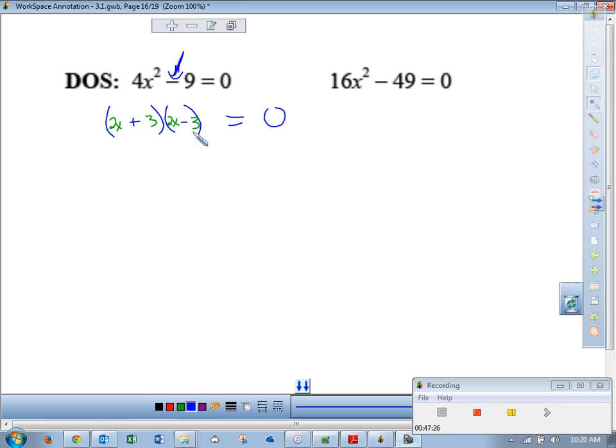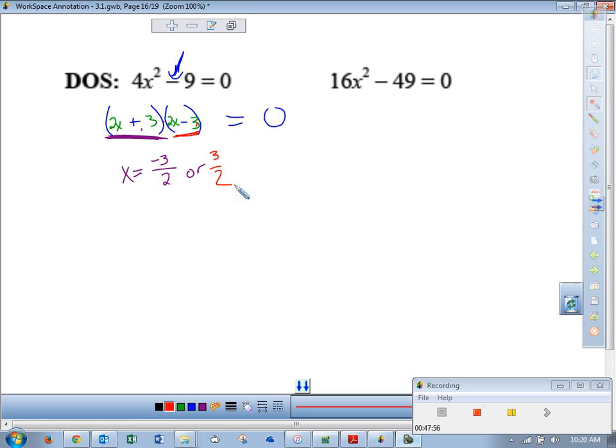Now we solve this with the zero product property. What value of x would make this turn out to be 0? Opposite of this over this. What's this number's opposite? Negative 3 over 2. That would make this 0. Or, what value would make this guy turn out to be 0? Opposite of this number over that one. What would you get? 3 over 2. That's where this thing crosses the x-axis.